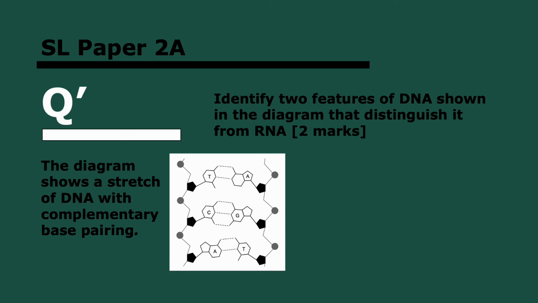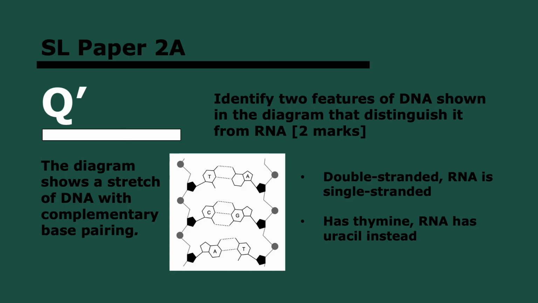The next question is on DNA. So the diagram shows a stretch of DNA with complementary base pairing. And the question is asking to identify 2 features of DNA that distinguish it from RNA, and they are shown in the diagram, so it's quite simple. One of them is very obvious, I think. Think about it, and the answer is, in this case, 1, 2, and 3.